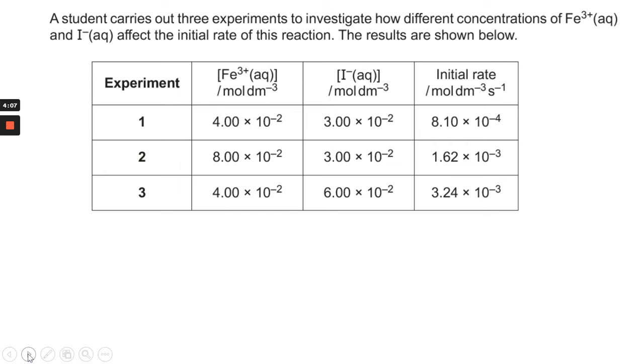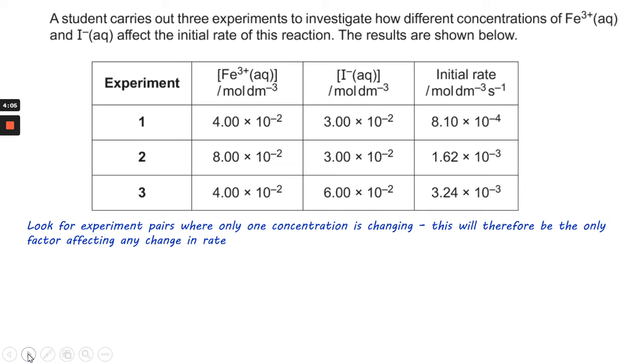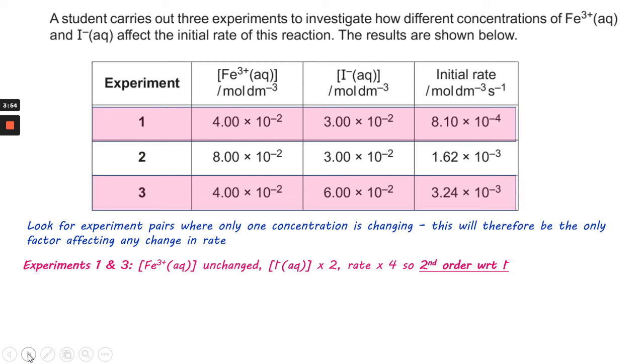The trick here is to look for pairs of experiments where only one concentration is changing. So this will therefore be the only factor affecting any change in rate. If we look at experiments 1 and 3, you can see quite clearly that Fe3+ concentration stays the same, the iodide ion concentration doubles, and the rate quadruples, so it's second order with respect to I minus.